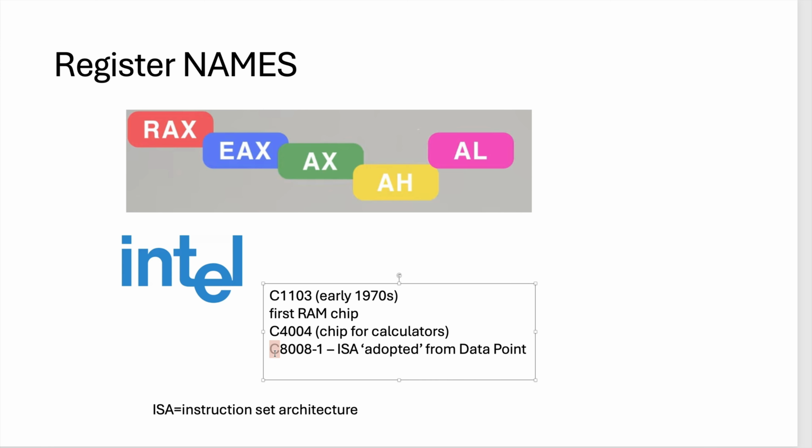And then the first real Intel chip was the C8008-1. Now, this instruction set architecture, or ISA as they call it, was adopted from another company called DataPoint. So DataPoint came up with the architecture, if you will, and Intel basically, quote unquote, adopted it. And actually, a couple gentlemen from DataPoint wound up coming on board to Intel.